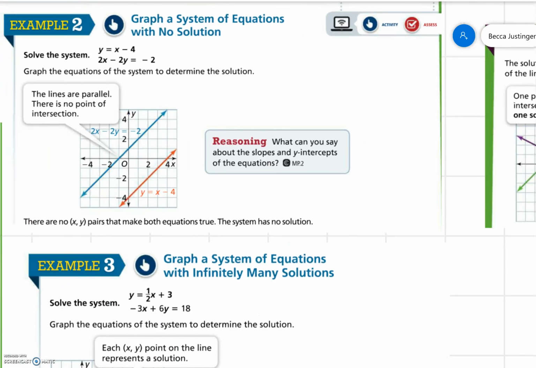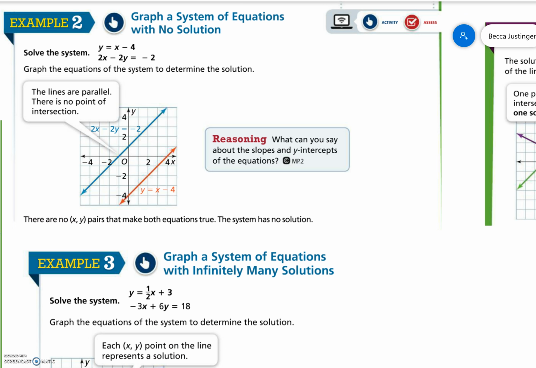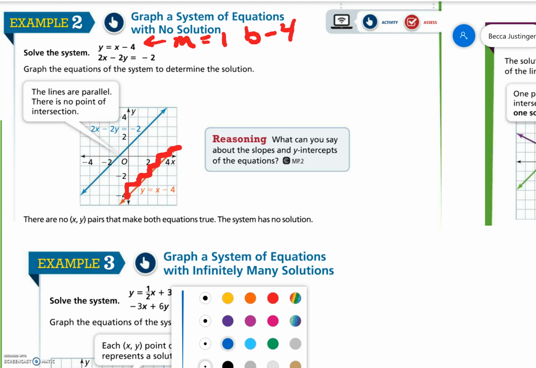Example number 2. Graph a system of equations with no solution. Remember we said parallel lines have no solution. So it says solve the system. Graph the equations of the system to determine the solution. Well, we can graph the first line, y equals x minus 4, because I know my m is 1 and my b is negative 4. So I put a point at negative 4 and my slope is rise 1, run 1, and that's how they got this red line.